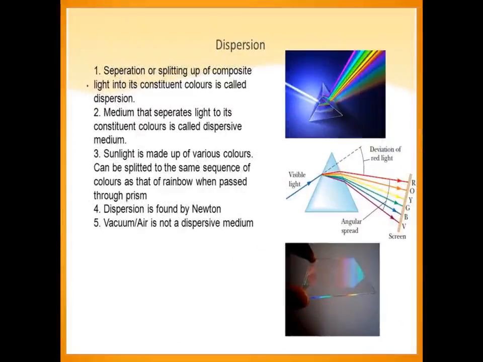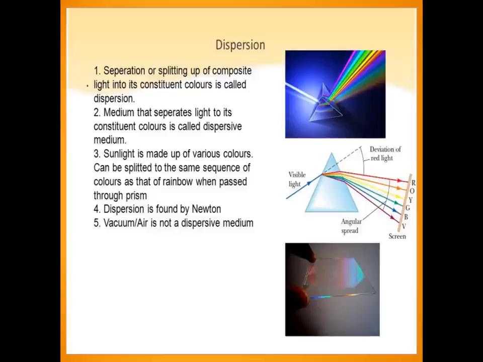Now, dispersion. What is dispersion? Separation or splitting up of a composite light into its constituent colors is called dispersion. A medium that separates light into its constituent colors is called a dispersive medium.